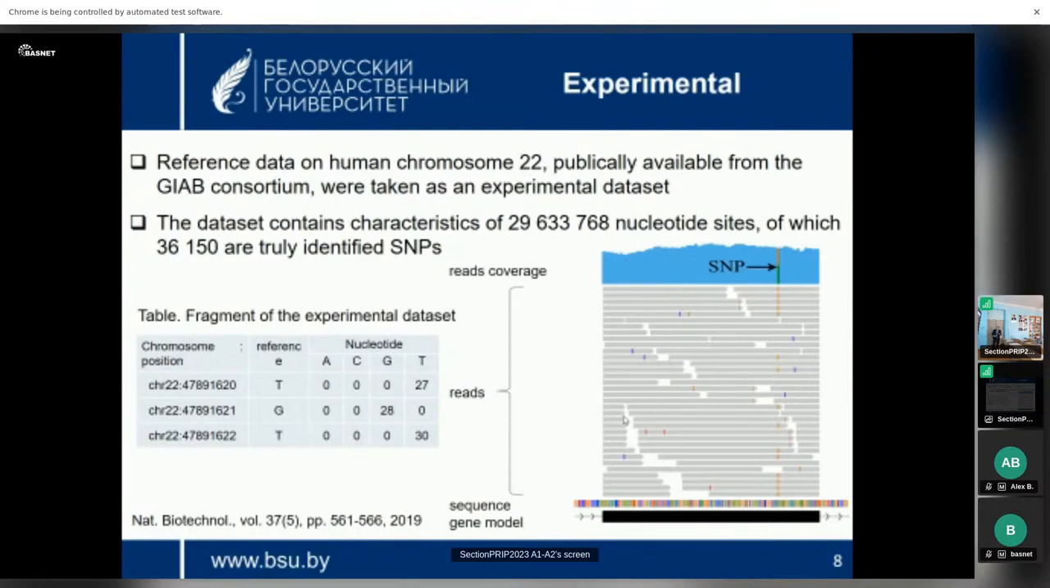the 1000 Genomes consortium, and this data set contained nearly 30 million nucleotide sites, of which more than 36,000 were SNPs. And here you can see what the data set looks like. We have the name of the site, then the reference site, and a channel for each nucleotide A, C, G, T, and they represent the numbers of coverages or reads which are available from the genome sequencing experiment. The higher this number, the more accurate the experiment.